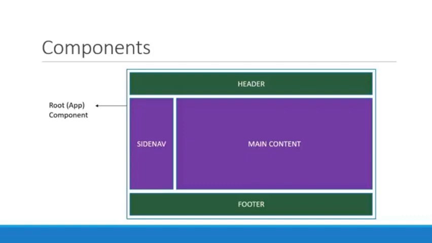Components are also reusable. The same component can be used with different properties to display different information. For example, the side nav component can be the left side nav as well as the right side nav. And as already mentioned, components can also contain other components. For example, app component contains the other components.